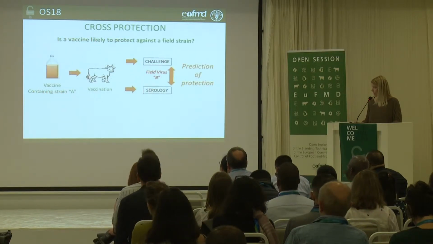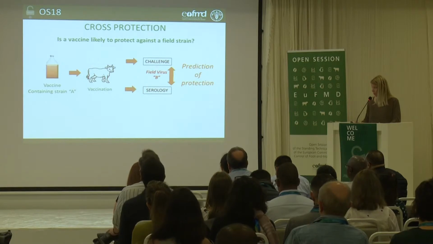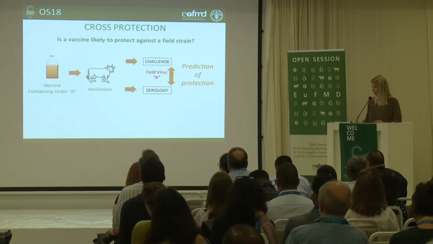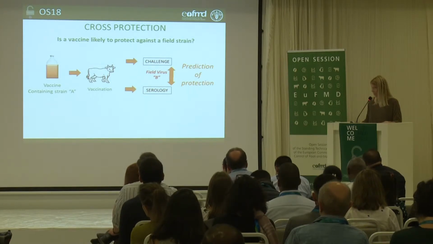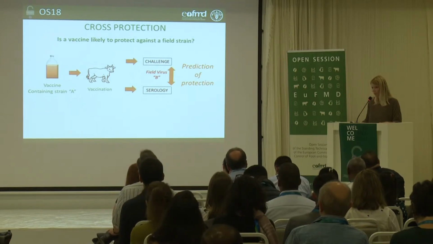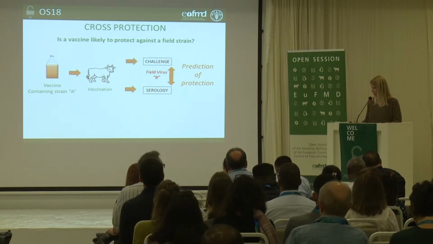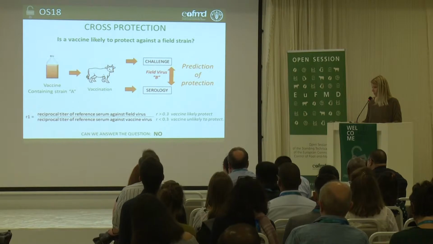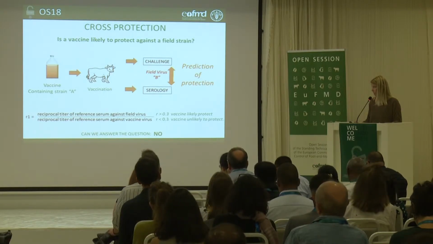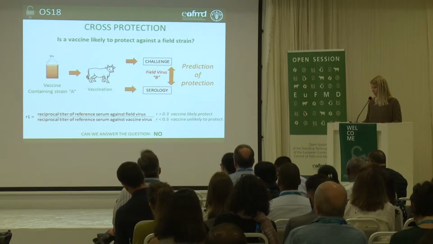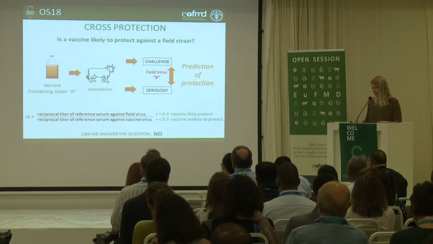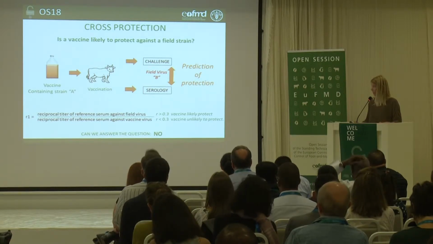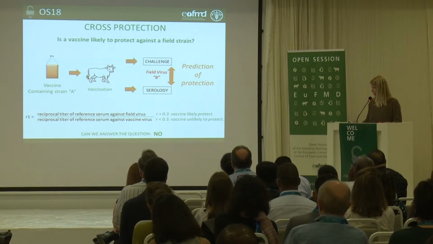So basically, when we want to study cross-protection, we want to know if a vaccine is likely to protect against a particular field strain. Then we vaccinate the animals, and we do serology and challenge at the same time. If we are lucky and we can correlate both, then we can have a prediction of protection. Right now, what is being used is a ratio between the titer against the field virus and the vaccine virus, and there is a cutoff for that. And sometimes, using these assays, we cannot answer the question of whether a vaccine is likely to protect against a specific field virus.